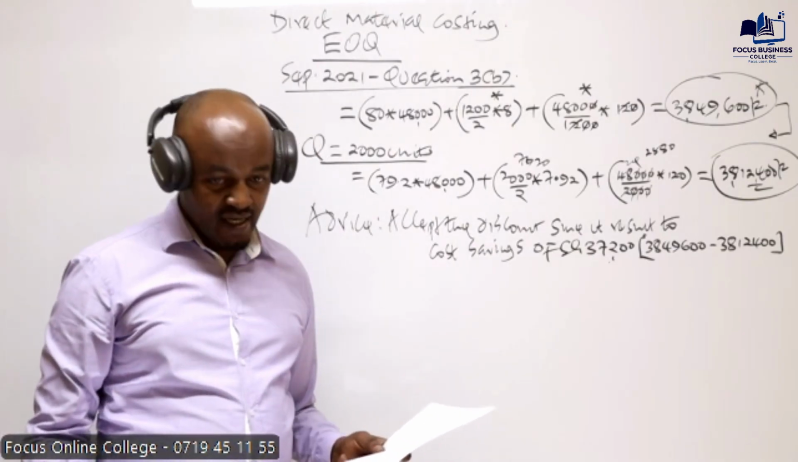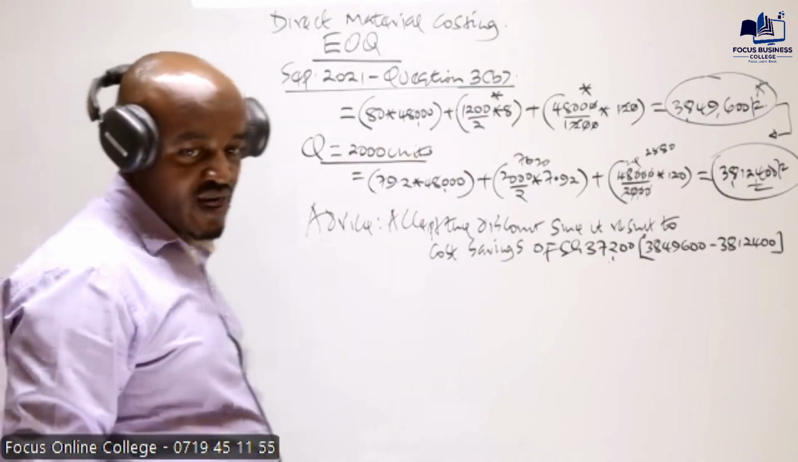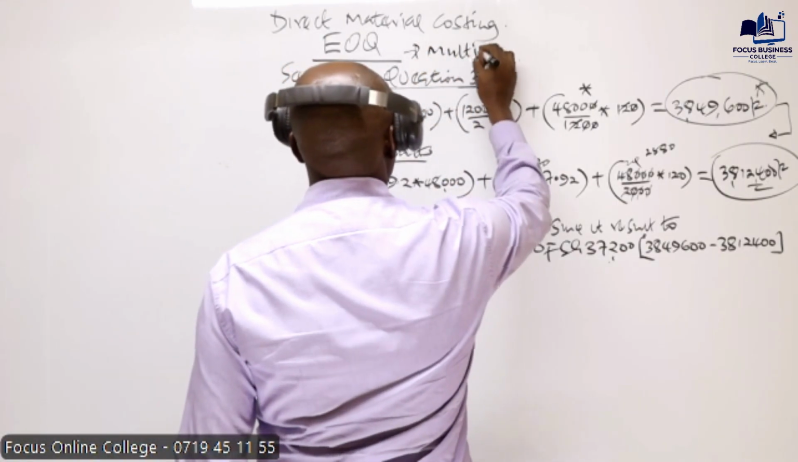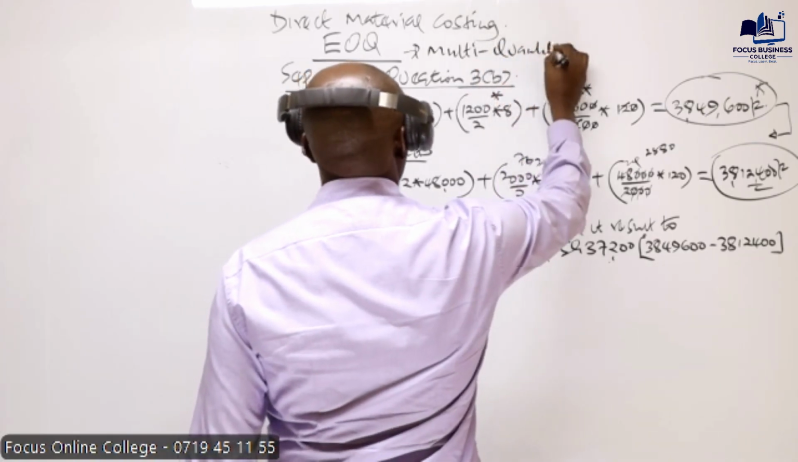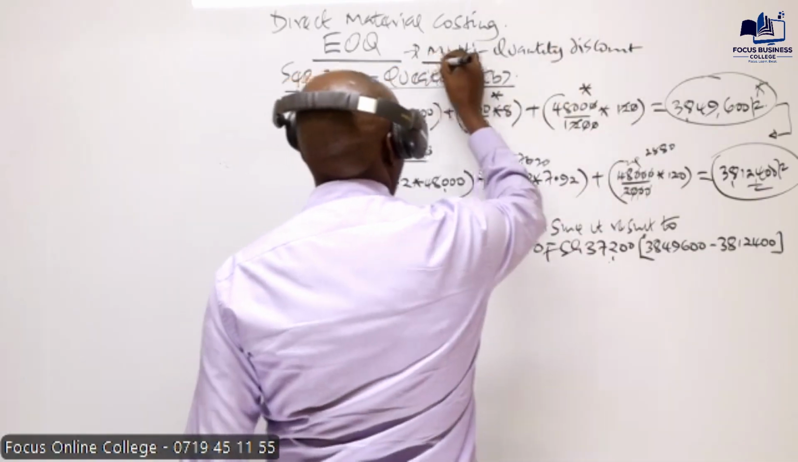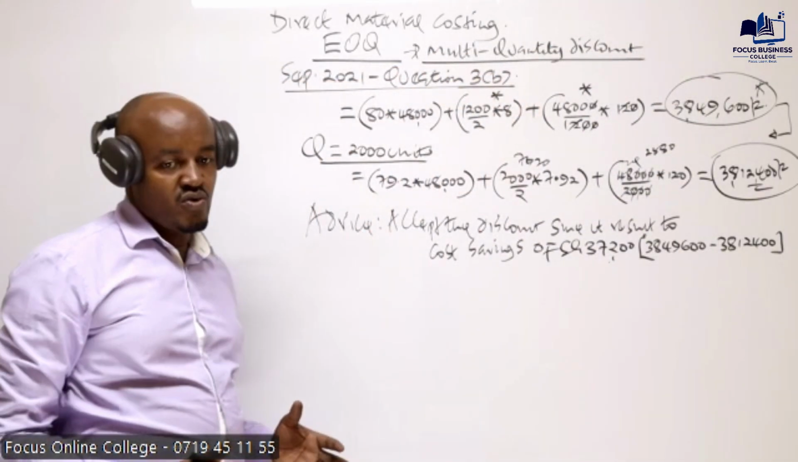Savings. So maybe what I want us to do is take a short break. And once we come back, I want us to look at something called the multiple quantity discount. Because what you have dealt with here is called a single quantity discount.